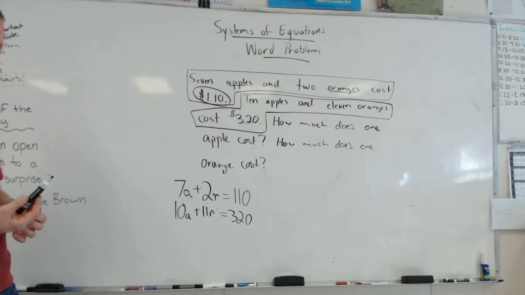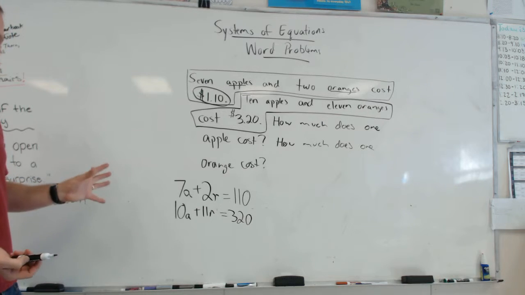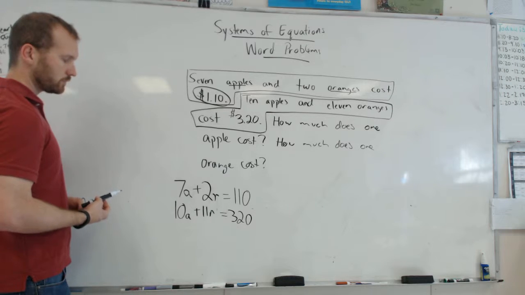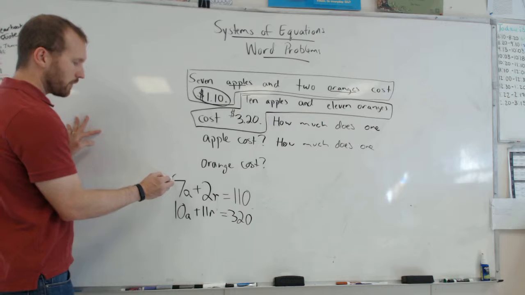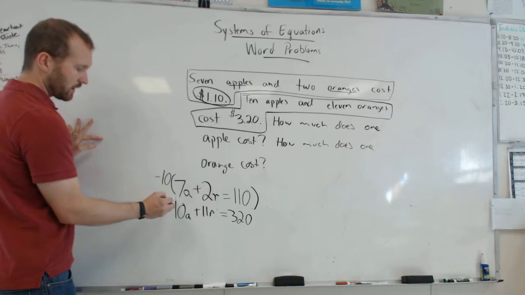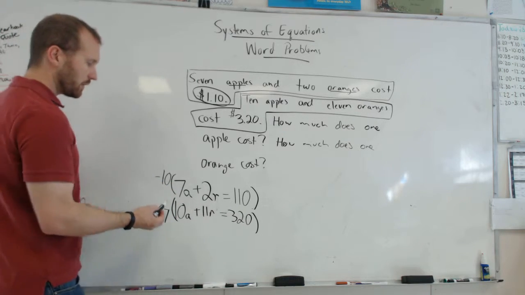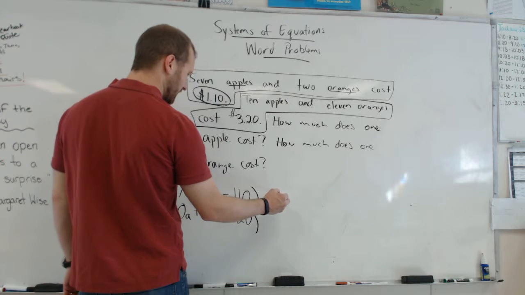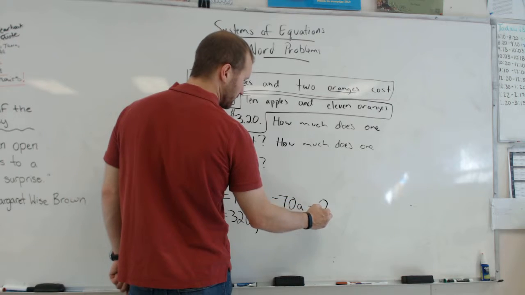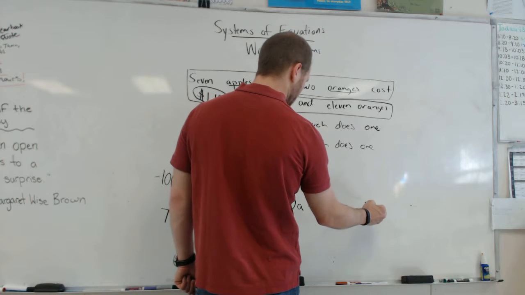This system of equations is kind of tricky to solve. But I'm doing this one like this on purpose. Some of them will be easier. Remember, you can always do this. Let's say I want to eliminate A. I'm going to take the top equation and multiply it by negative 10, because 10 is the number in front of A down here. And then I'm going to take the bottom equation and multiply that one times 7, because 7 is the number in front of A up here. So now I'm going to write my equations. I have negative 10 times 7 is negative 70A, minus, because we have our negative here, 2 times 10 is 20R, equals 110 times negative 10 is negative 1100.